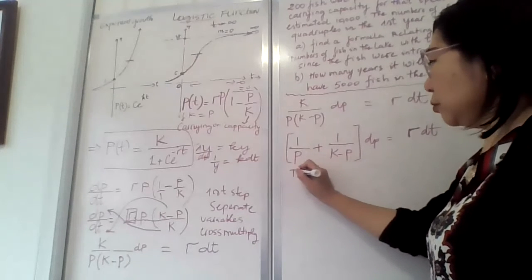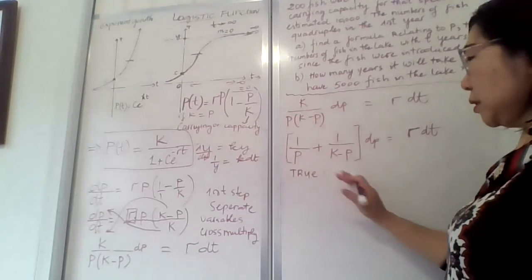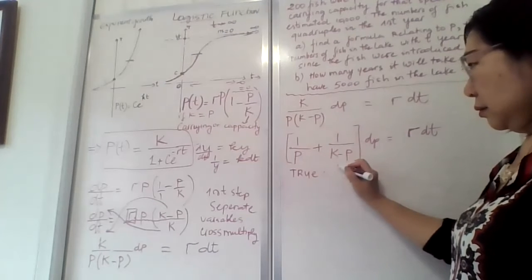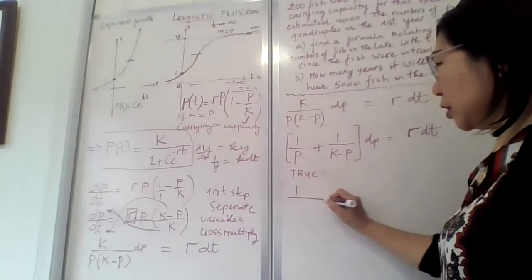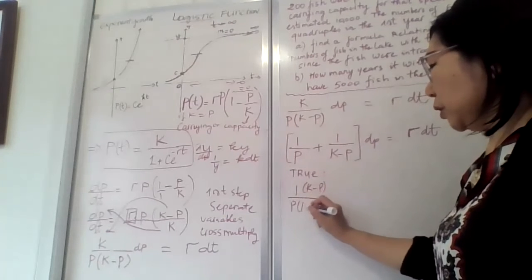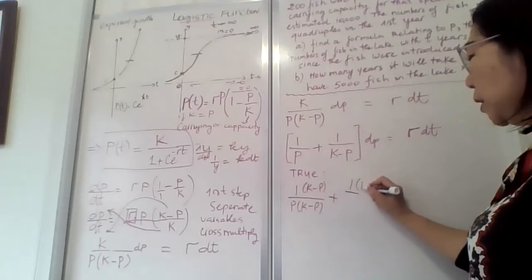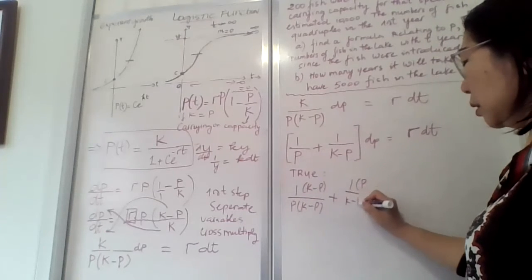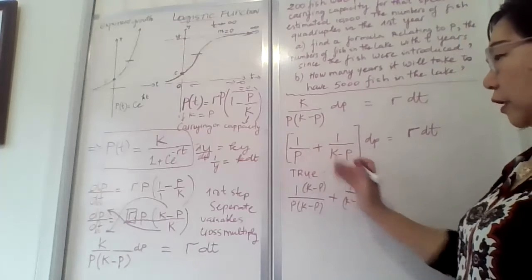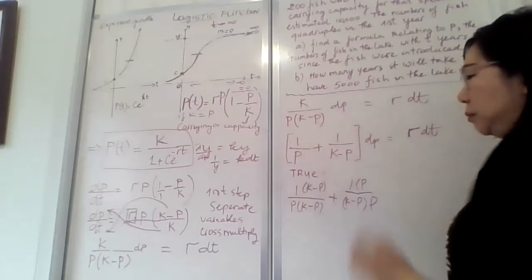Now, why this is true, we can check, right? Let's say we are suspicious about this. We're going to check, okay? If I do a common denominator, then the first fraction, I'm going to times with k minus p, and down here is p times k minus p. Adding with the second fraction, I'm going to times with p on top, and down here, I have to times with p at the bottom, right? That's true. If you add these two fractions, you want to come up with the common denominator p times k minus p like this.